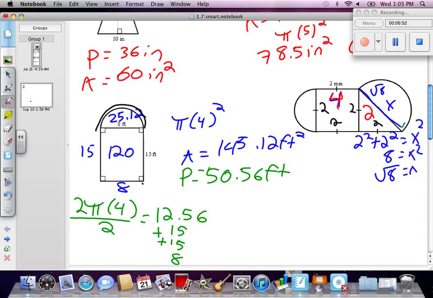Then those circles are the hard part. Half of 2 is 1, so the radius here is 1. I want to find the whole area, so I'm going to do pi r squared, or pi times 1 squared. Then I'm going to divide that by 2, because I have half of a circle, which is going to be approximately 1.57. So this whole area is 1.57. Then I've got to find the area of this other circle. The first thing I'm going to do is divide the square root of 8 in half.